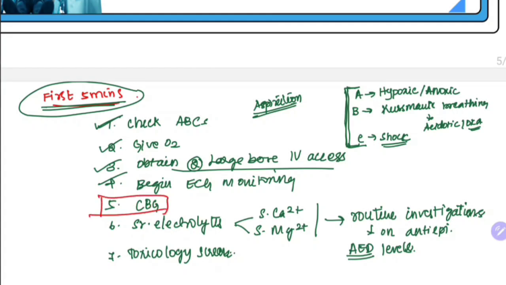Next, as I have said, this is very, very important, guys. We must check the capillary blood glucose of this patient. And then serum electrolytes, mainly serum calcium and serum magnesium, are very important. Send all the routine investigations like RBS, RFT, CBC, and serum electrolytes in this patient. We can also send a toxicology panel. And if the patient is a known case of seizure disorder and has been on anti-epileptic drugs, we can check AED levels also.